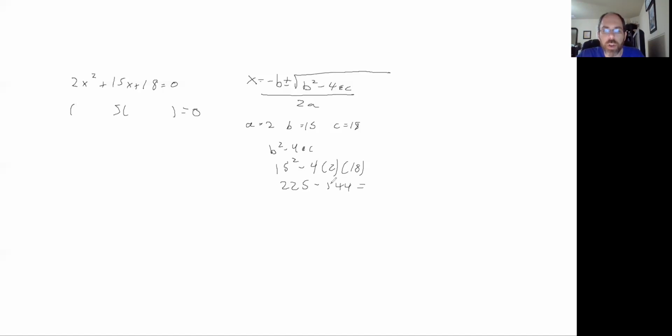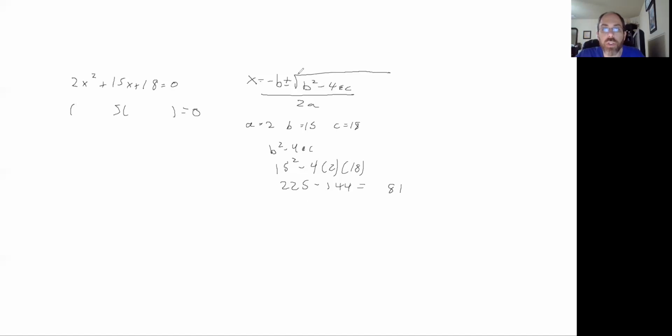Let's start simple: 5 minus 4 is just going to be 1. And then I have 22 minus 14, the difference between those two is an 8. So my discriminant, b squared minus 4ac, is 81. When I take the square root of that discriminant, I'm going to get a nice round even 9.